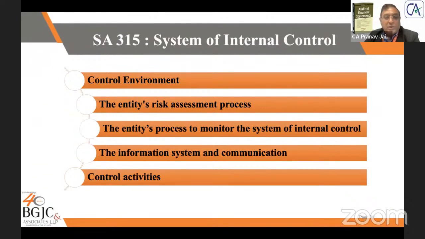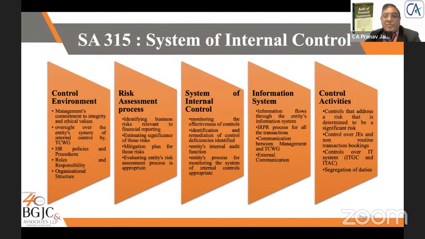Again, I will not go into detail of the system of internal control. It is largely the same. Control has 5 components: the control environment, the entity's risk assessment process, the entity's process to monitor the system of internal control, the information system and communication, and control activities. So largely the guidance is similar to what is there in the current standards.